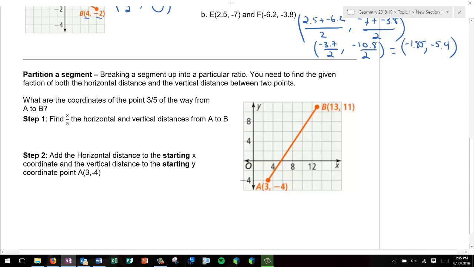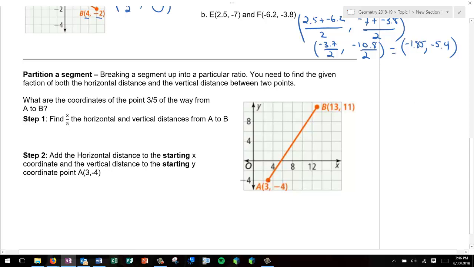And so what we're going to need to do is find the horizontal distance and the vertical distance between the 2 points. So in this example they gave us here, they want to know what are the coordinates of a point 3/5 of the way up from A to B. So what we need to do is find 3/5 of the horizontal and vertical distances from A to B.